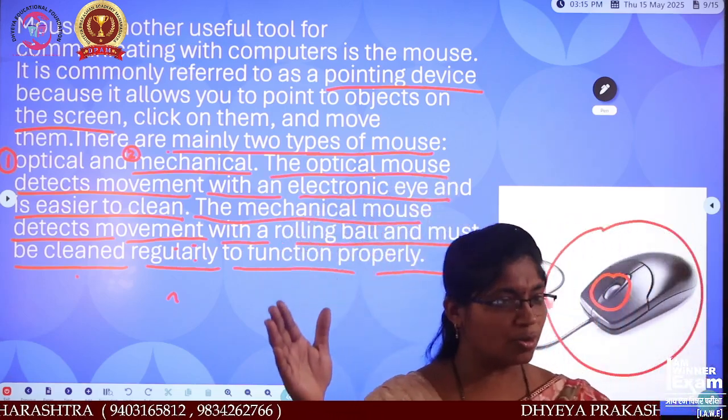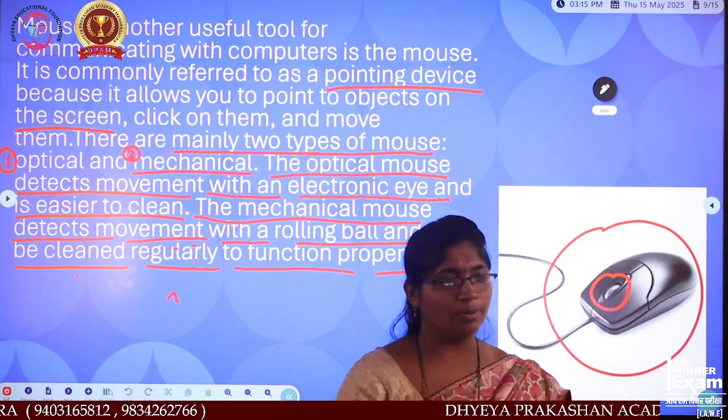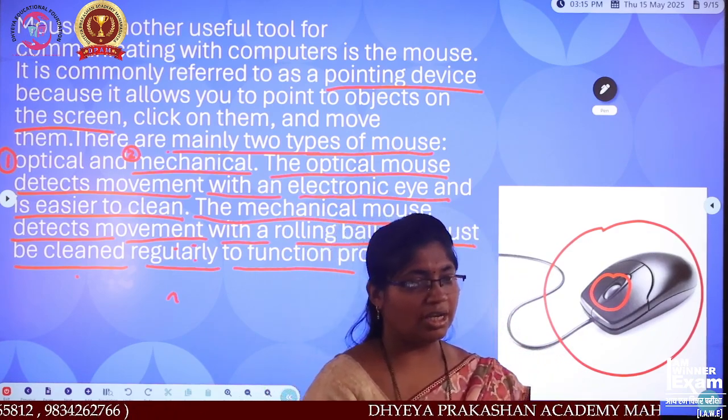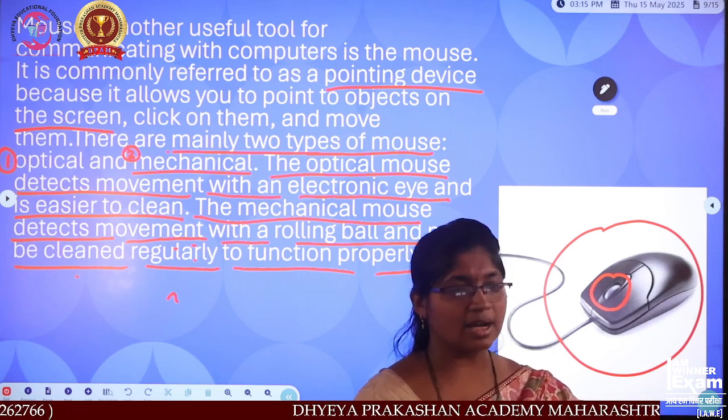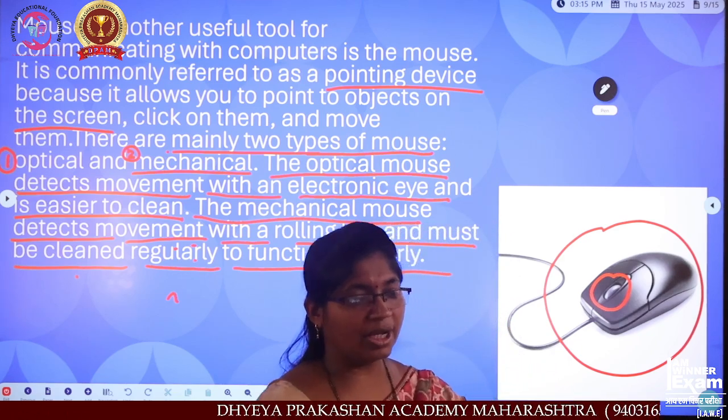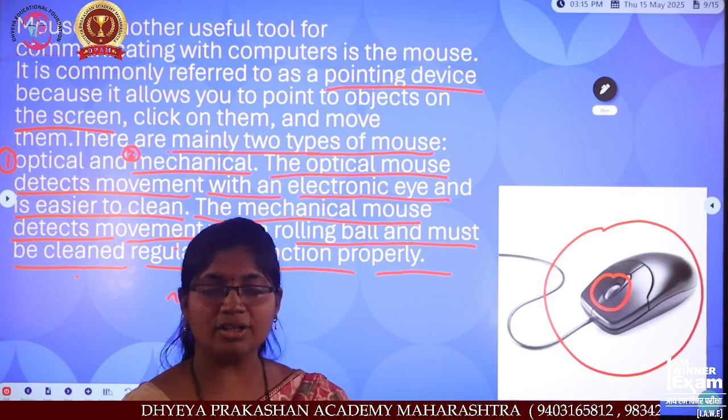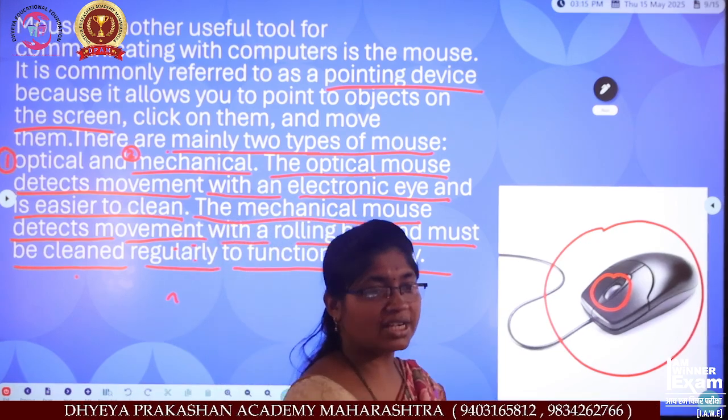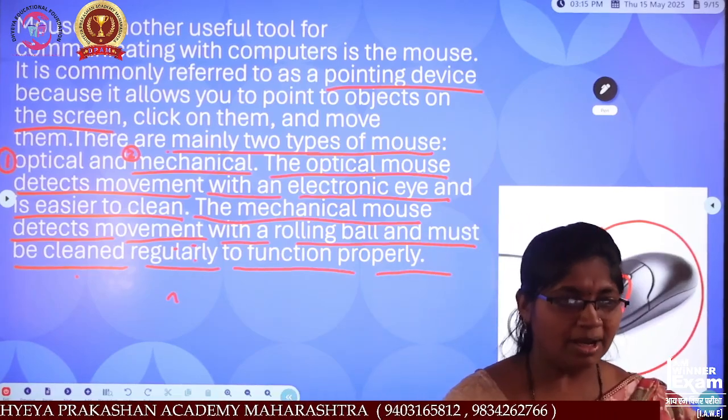The mouse is another useful tool for communicating with the computer. It is commonly referred to as a pointing device because it allows you to point to objects on the screen, click them and move them.